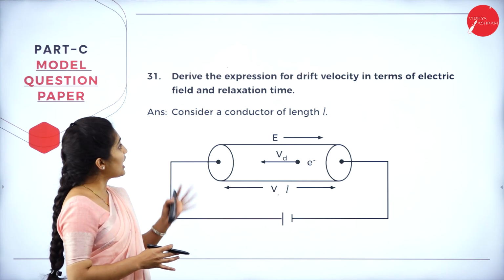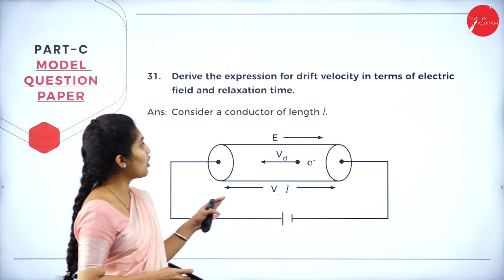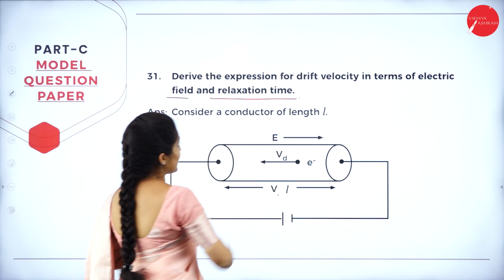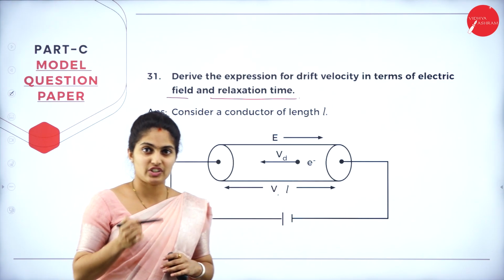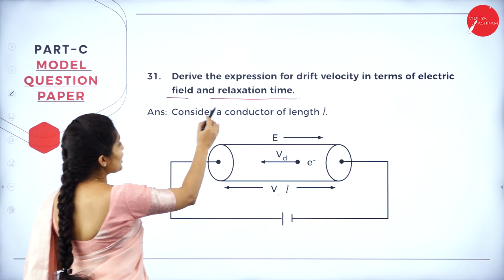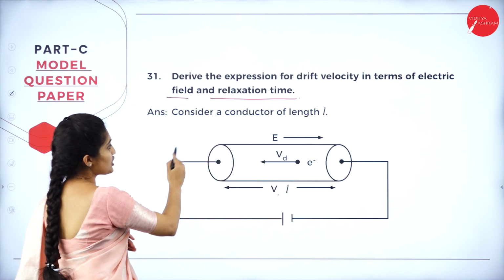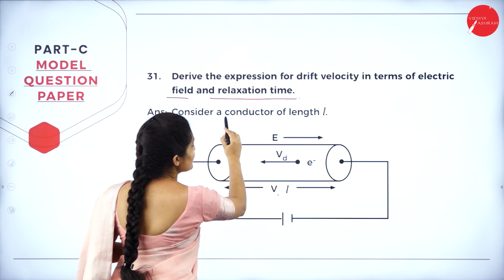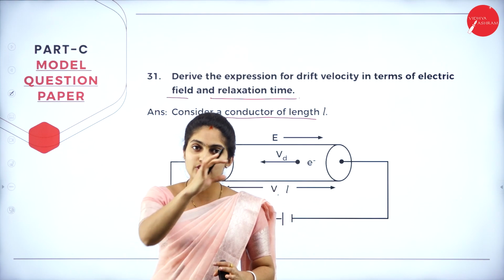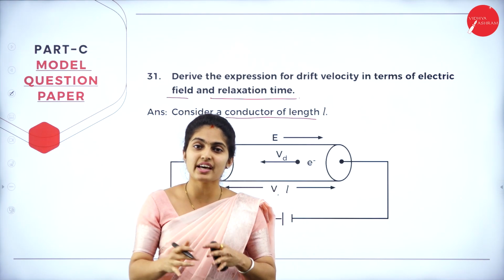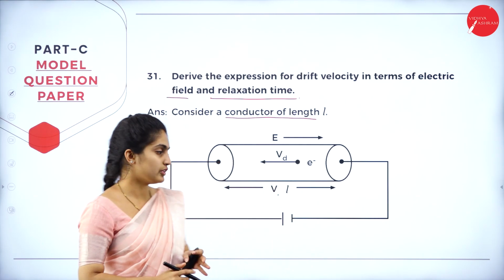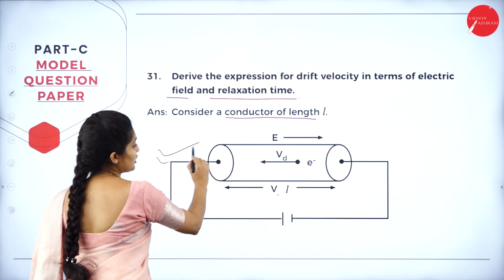Next is derive the expression for a drift velocity in terms of electric field and relaxation time. So there is a derivation, expression in chapter current electricity. So from there you will have to pick up that derivation and start with the description. Consider a conductor of length L. For every derivations, there has to be a small description, then a diagram, then the solving. Okay, without the diagram you can't move forward. So diagram is very much important.